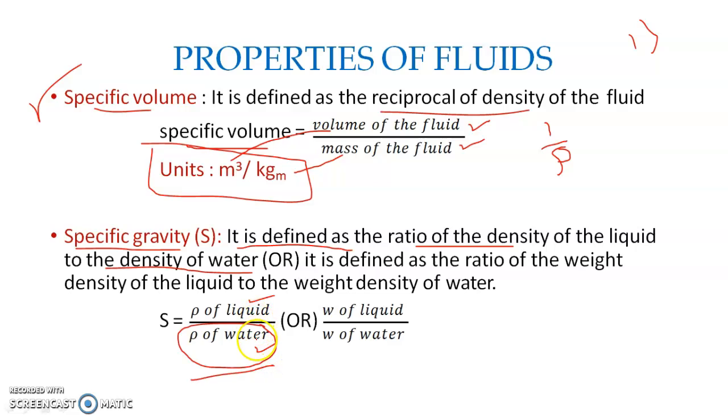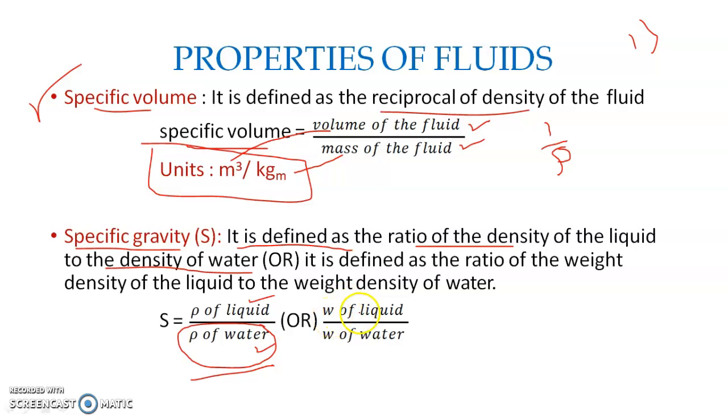So density of liquid divided by density of water. Liquid may be taken as anyone, so for example water, oils, or milk, anything. So density of liquid divided by density of standard liquid is called specific gravity. So that is the general formula.